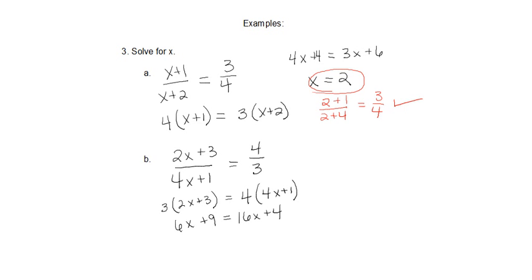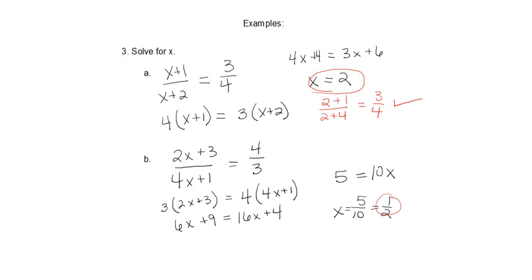Now we need to get our like terms together, so we'll subtract 6x from each side to get 10x on the right side, subtract 4 from each side to get 5 on the left side, and when we divide by 10, we get x equal to 5 over 10, and when we simplify, that is 1/2. We can check our work once again.